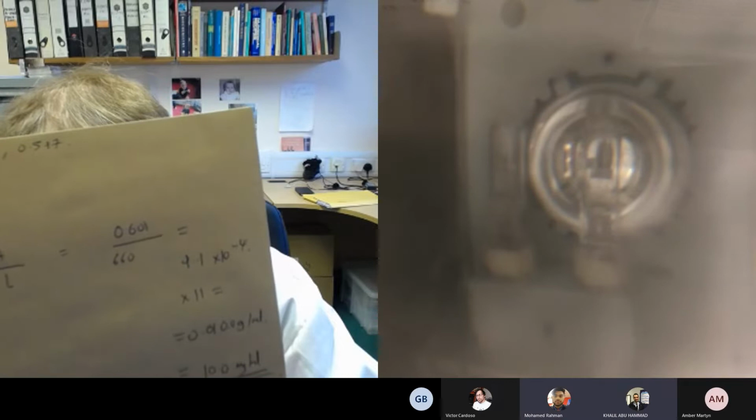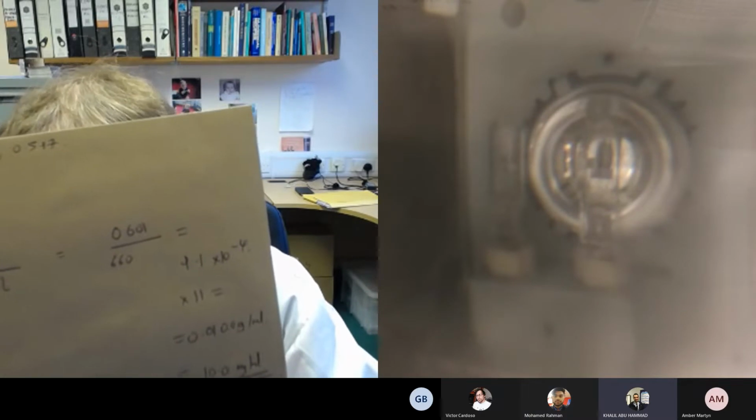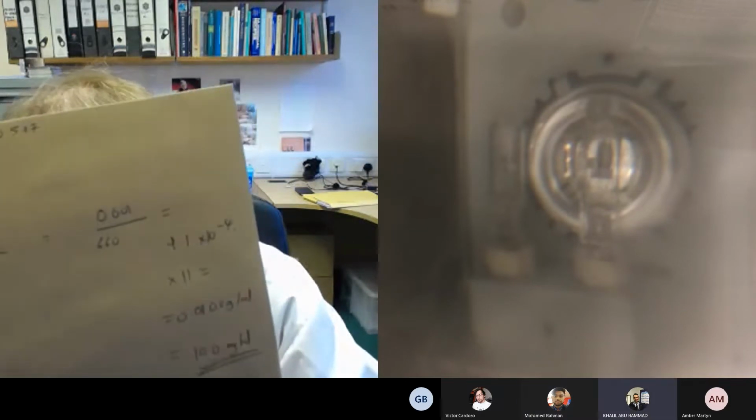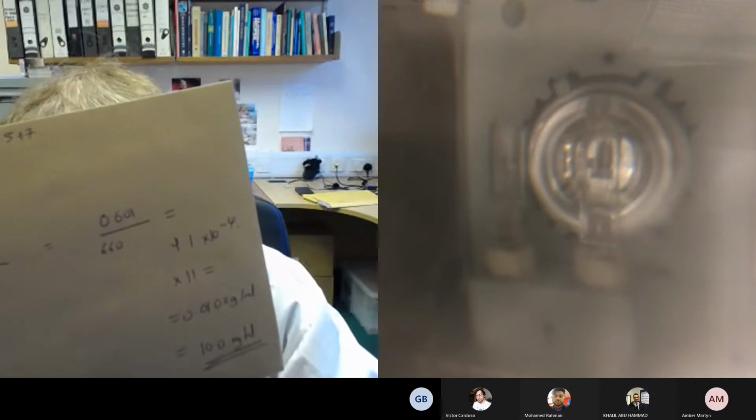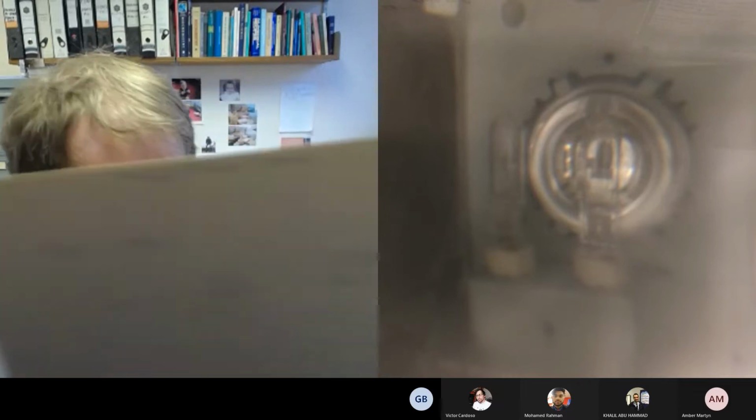10. Okay. 10.0 milligram per mil. And Thomas tells me he made up the solution to 10.2 per mil approximately.